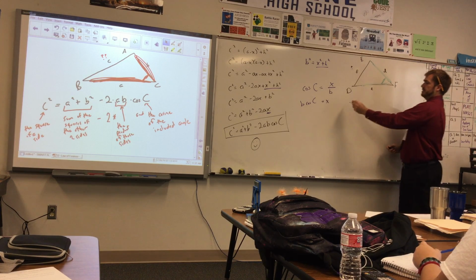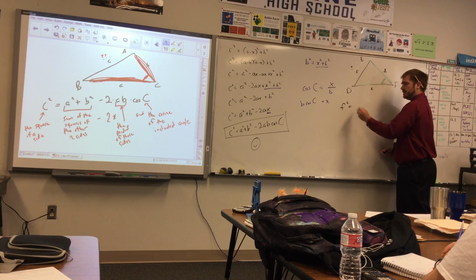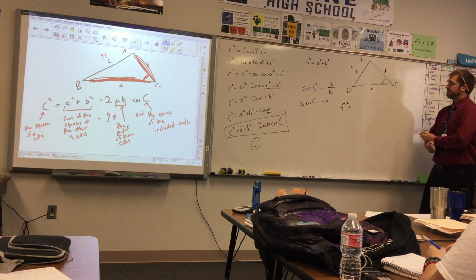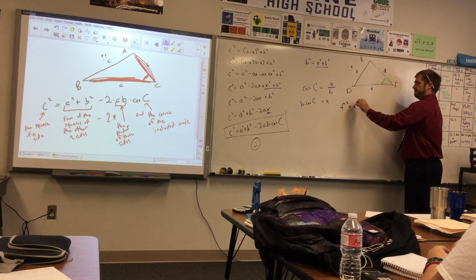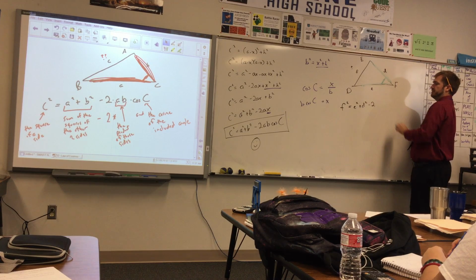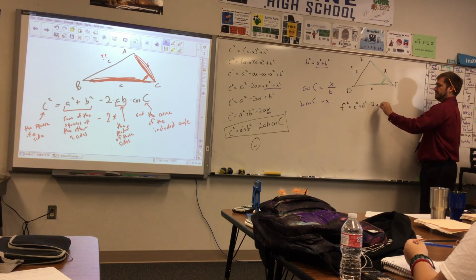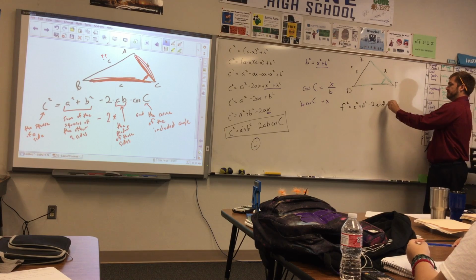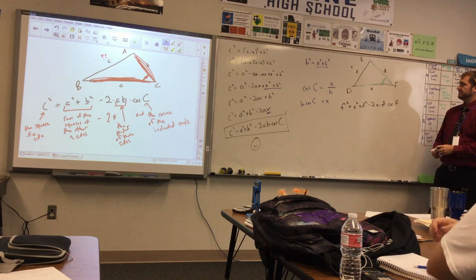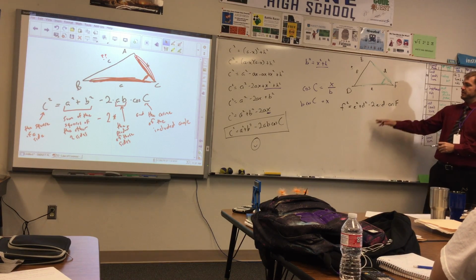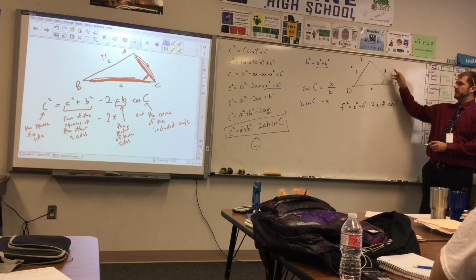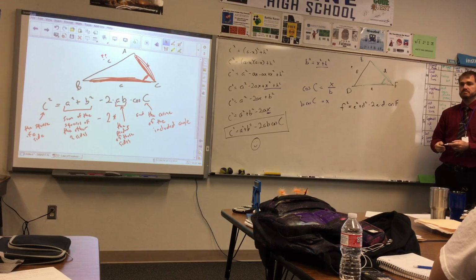I'll get you started. F squared equals, take it away, Hannah. E squared plus D squared, minus 2 times E times D times cosine F. There we go. Good job, Hannah. Do y'all see how that worked? There's a side that you didn't know, equal to the sum of the squares of the other two sides, minus 2 times those sides, times the cosine of the angle between them.